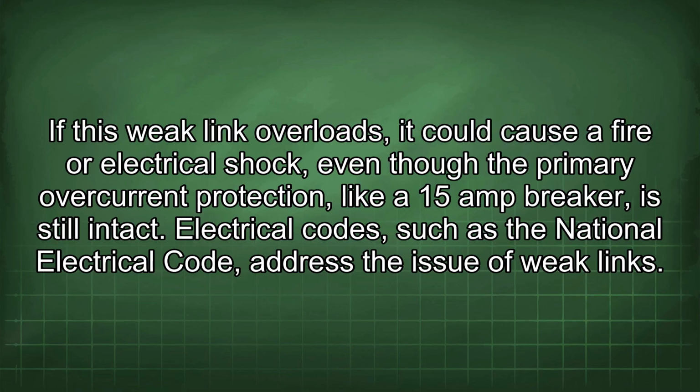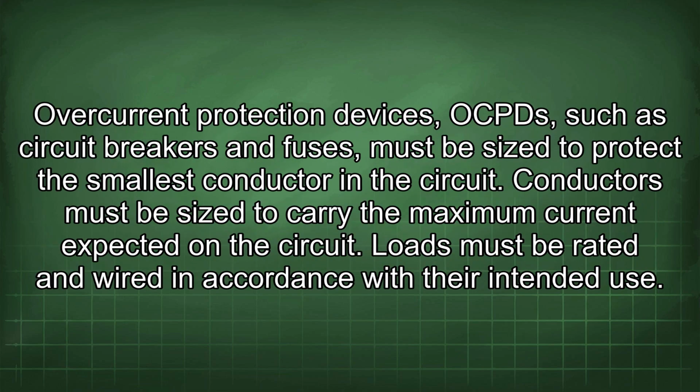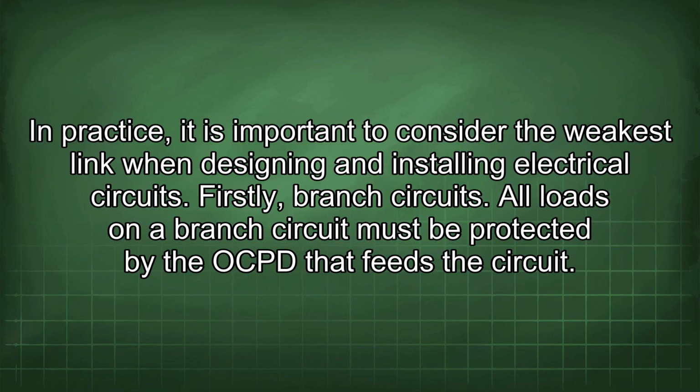The electrical codes, such as the National Electrical Code, address the issue of weak links. Overcurrent protection devices, such as circuit breakers and fuses, must be sized to protect the smallest conductor in the circuit. Conductors must be sized to carry the maximum current expected in the circuit. Loads must be rated and wired in accordance with their intended use. In practice, it is important to consider the weakest link when designing and installing electrical circuits.